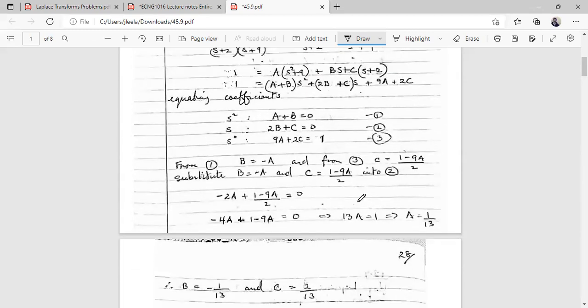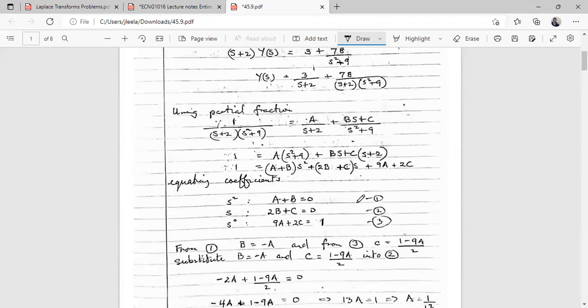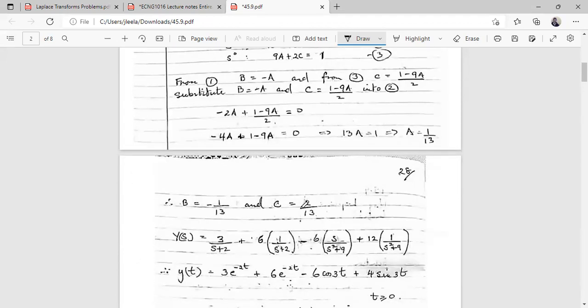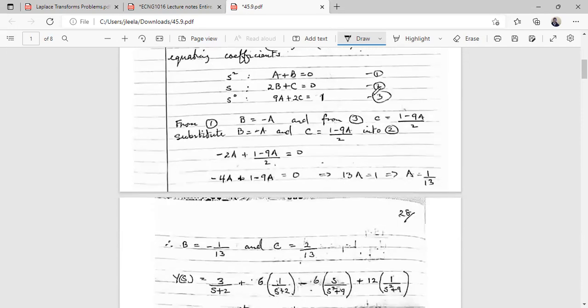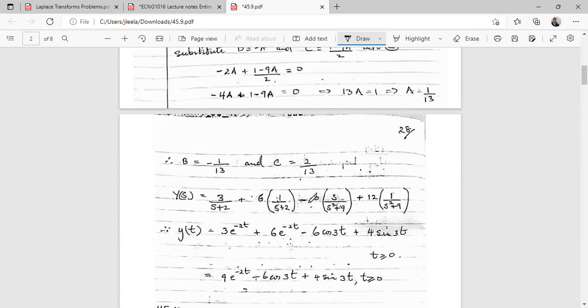And we have our partial fraction breakdown here now. So A over s plus 2, that is 6 into 1 over s plus 2. And your Bs plus C, you could break up into Bs over s squared plus 9 plus C over s squared plus 9. And we know that B is minus 6 into s over s squared plus 9, and we know that C now is 12. So that is plus 12 into 1 over s squared plus 9. So this is our Y(s).